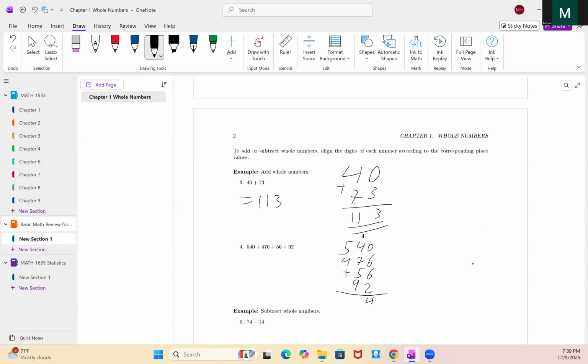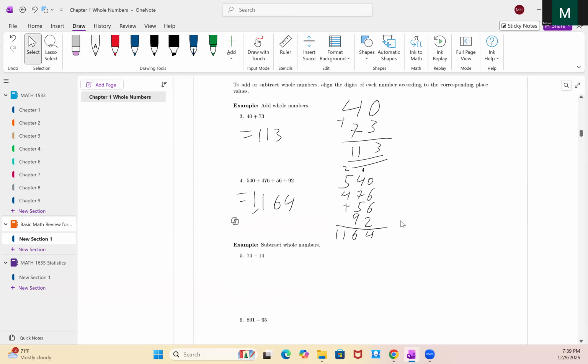And now we add the digits in the middle, including the 1 to it. So 1 plus 4 is 5, 5 plus 7 is 12, 12 plus 5 is 17, 17 plus 9 is 26. We write down the 6 and carry over the 2. 2 plus 5 is 7. 7 plus 4 is 11. So the answer here is 1,164.